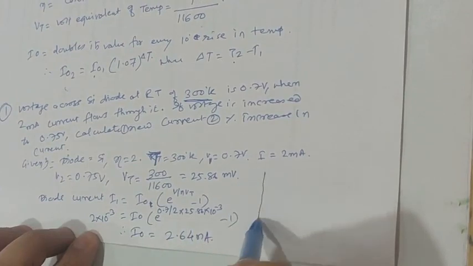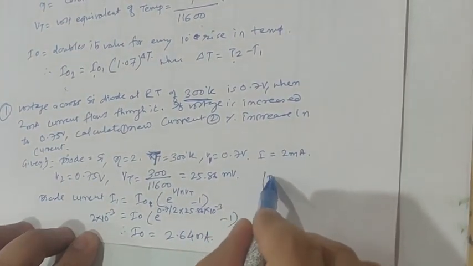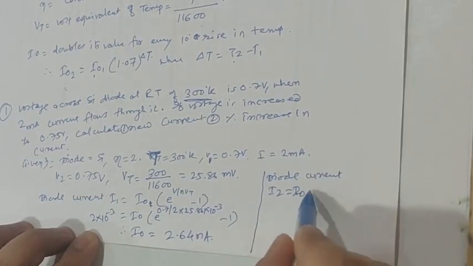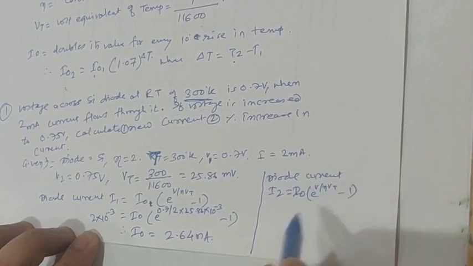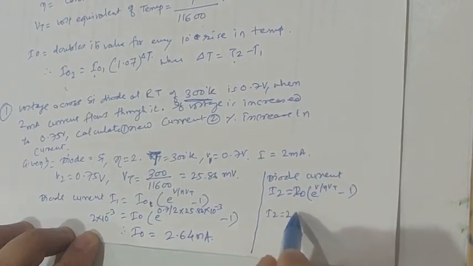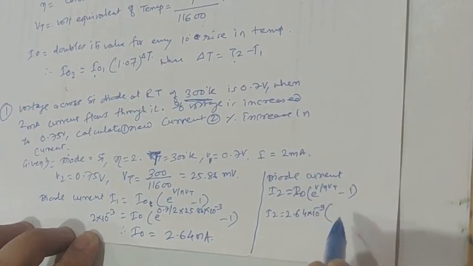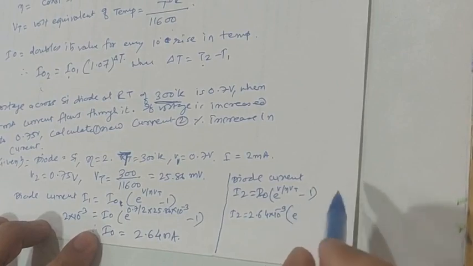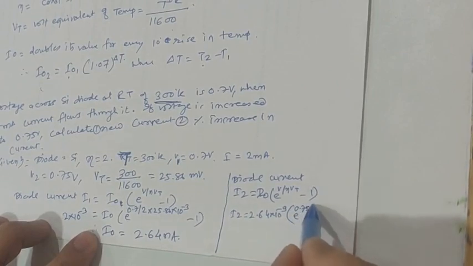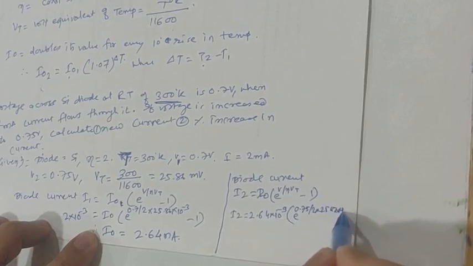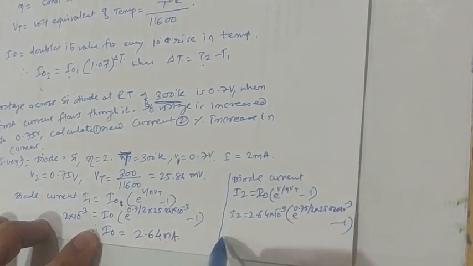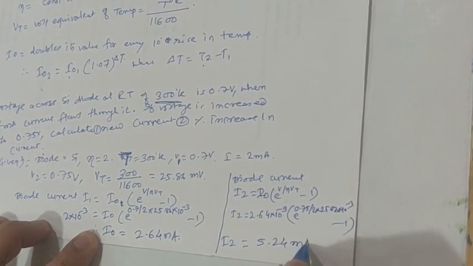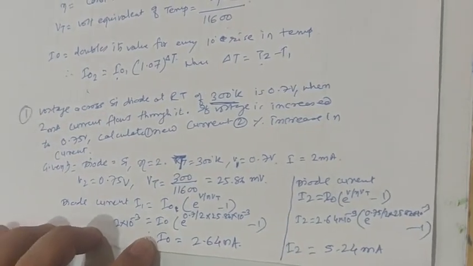Now let us calculate the value that we want, that is I2. So I will write diode current I2 is equal to again I0 e to the power V upon eta Vt minus 1. So I2 is equal to, now I will be putting this value 2.64 into 10 to the power minus 9 in the bracket e to the power, see here V, the value of V is 0.75 divided by 2 into 25.86 into 10 to the power minus 3 and minus 1. Okay, and therefore the value of I2 comes out to be 5.24 milliampere.